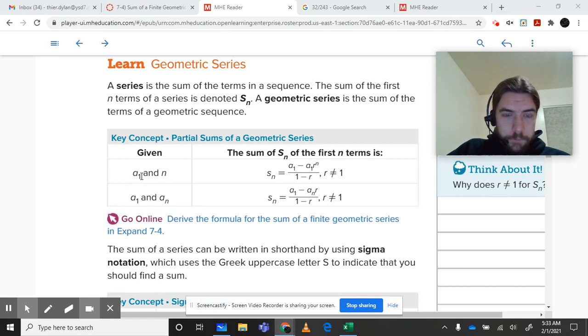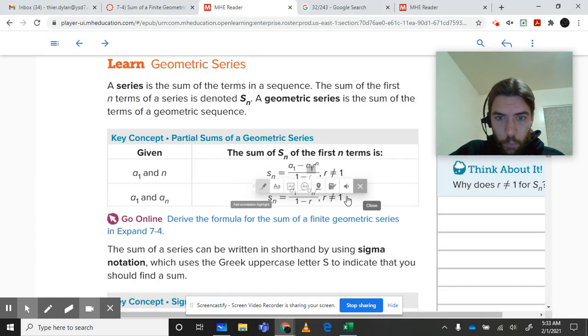Given the first term and n number of terms that we want to go through, so let's say we're trying to do 5 terms, then the series of the first 5 terms added up is going to be the first term times 1 minus the ratio to the 5th power, divided by 1 minus the ratio. If we're given the first term and the term that we're looking to get to, then we will have the exact same formula here. We'll just be swapping out this position, A1, with AN.